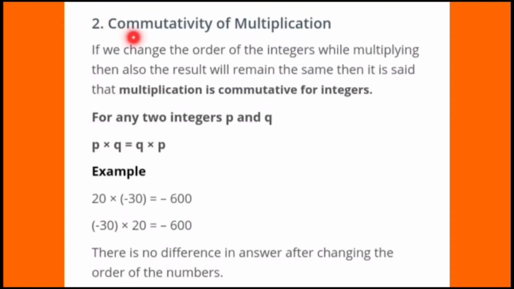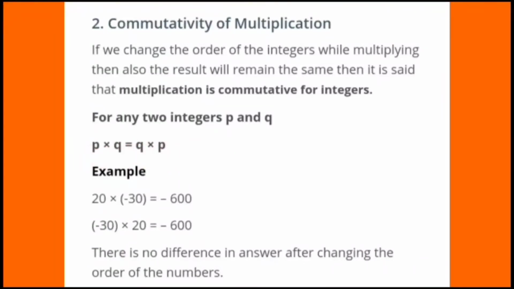Next, what is commutativity of multiplication? These are the properties of integers. If we change the order of the integers while multiplying, and the result remains the same, then it is said that multiplication is commutative for integers. For any two integers p and q, p into q equals q into p.